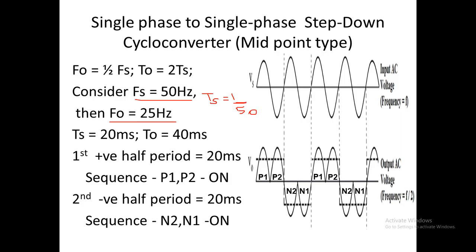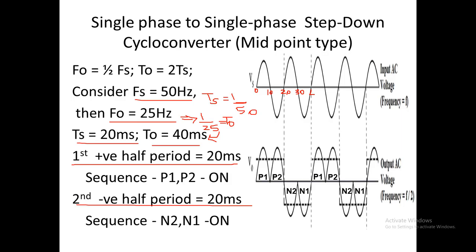T naught will be 1 by 25, which is 40 milliseconds. So 40 milliseconds will be the time period of the output. 40 milliseconds means the positive half cycle will be 20 milliseconds and the negative half cycle will be 20 milliseconds. So this will be your 0, 10 milliseconds, 20, 30 and 40.